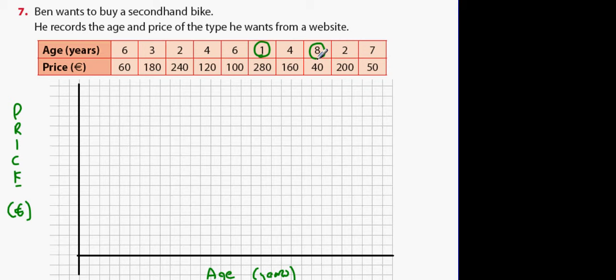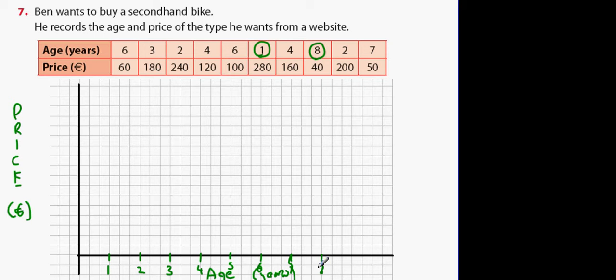I could make every single one of these 1, 2, 3, but it doesn't look good. So we're going to space it out a little. We're going to make every 3 blocks worth 1. So we're going to go 1, 2, 3, 4, 5, 6, 7, and 8.